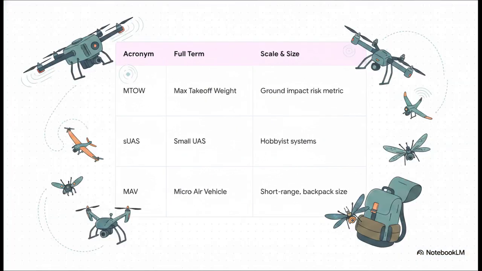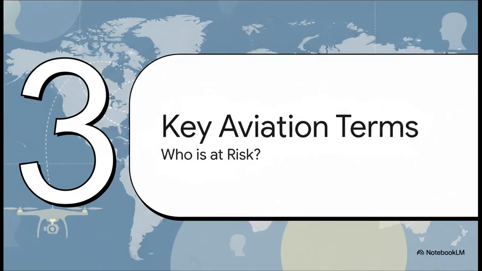And when we look at the scale of these systems, MTOW, maximum takeoff weight, is not just technical jargon. It's absolutely the most crucial metric for measuring the kinetic energy and therefore the risk of a ground impact. Then you have your SUAS, or Small Unmanned Aircraft Systems, which your local hobbyist might fly around the park. And at the absolute cutting edge, we have the MAV, Micro Air Vehicle. These are so cool. They're short-range systems, often used by military special forces, that can literally be disassembled and carried in a standard backpack.